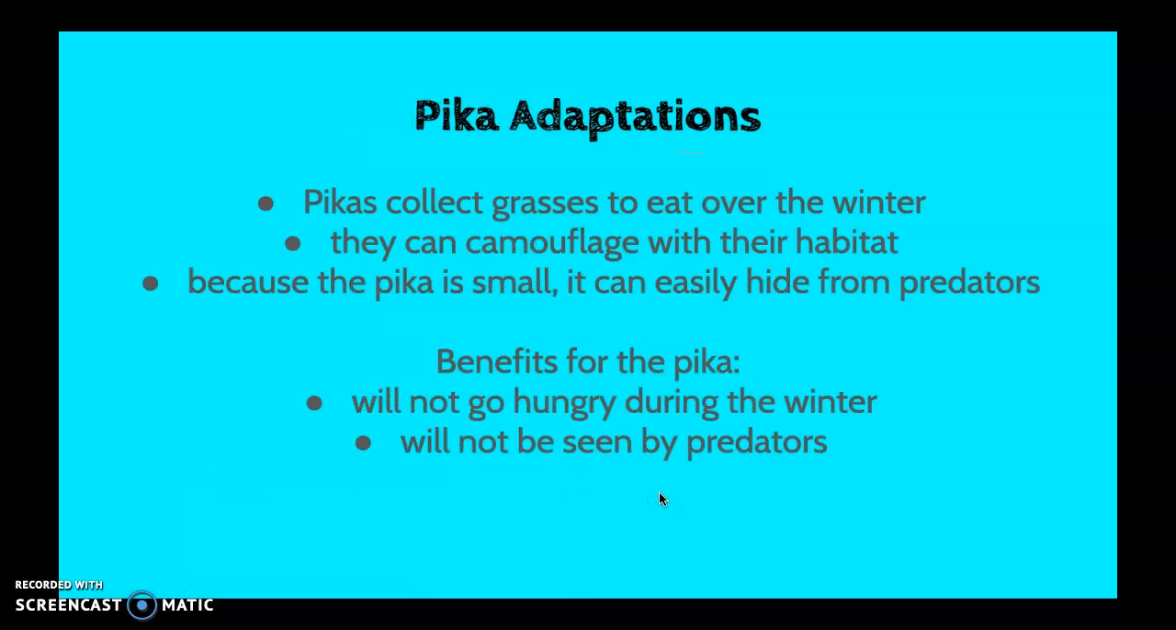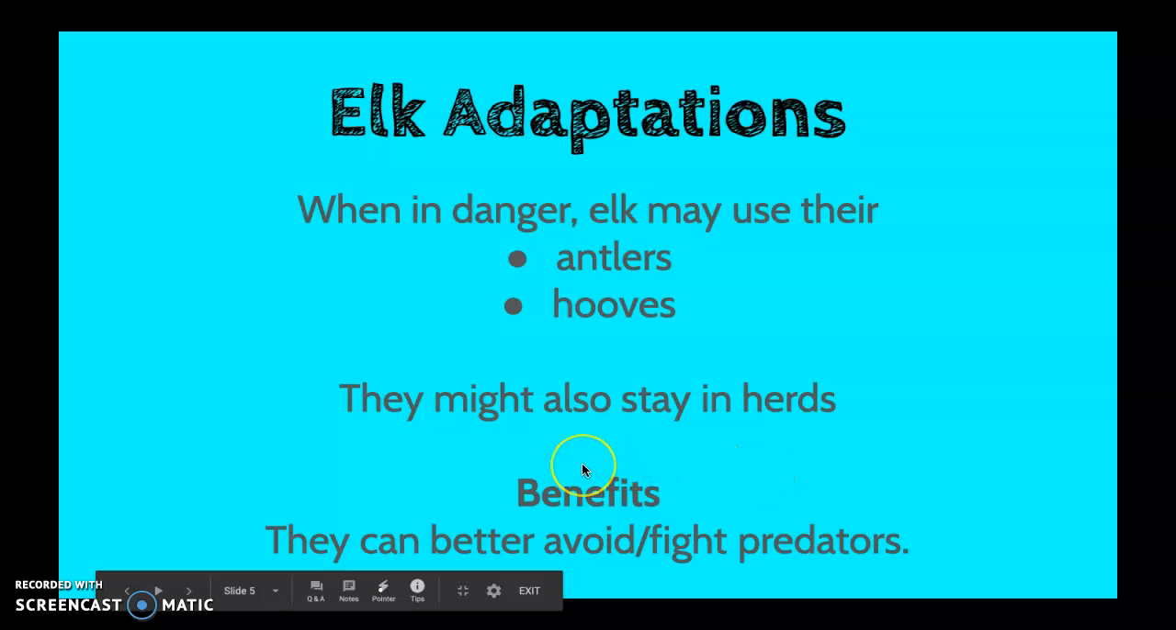Pika adaptations. Pikas collect grasses to eat over the winter. They can camouflage with their habitat. Because the pika is small, it can easily hide from predators. The benefits for the pika include that it will not go hungry during the winter and it will not be seen by predators.